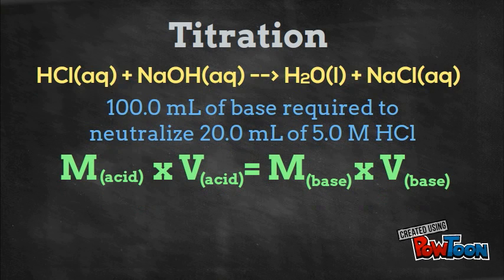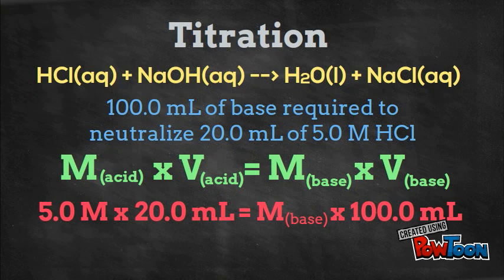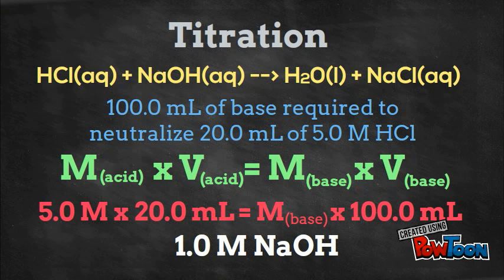Substituting in the known values, you're going to get the equation 5 molarity times 20 milliliters equals the molarity of the base times 100 milliliters. So 5 times 20 equals 100, divided by 100 equals 1, so the molarity of the base with sig figs is 1.0 molarity sodium hydroxide.